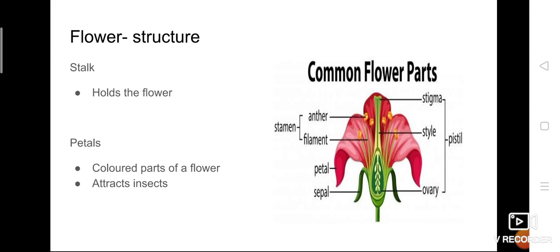How are insects beneficial for a flower? Why does the flower have to attract the insects? Because insects help in the process of pollination. Pollination is nothing but reproduction. What do you mean by reproduction? The fusion of male gamete and female gamete. What is the result of this reproduction? A new plant will come out. So reproduction, otherwise, in plants we can say pollination.